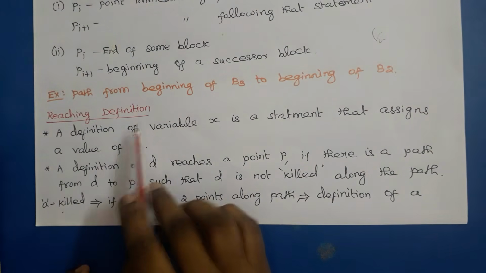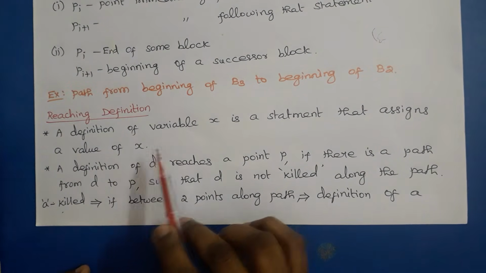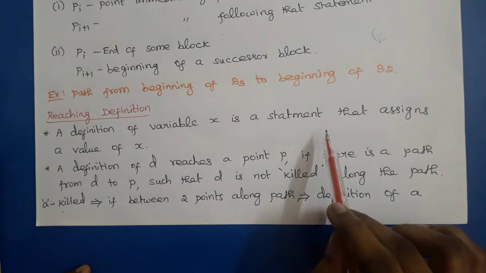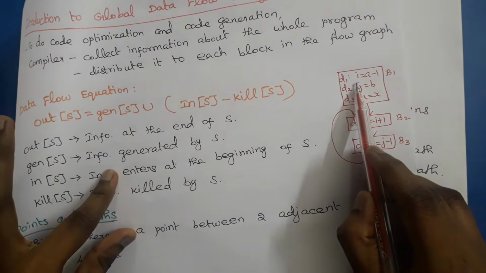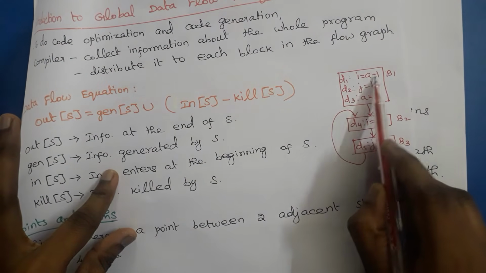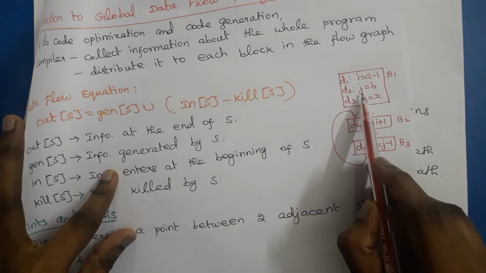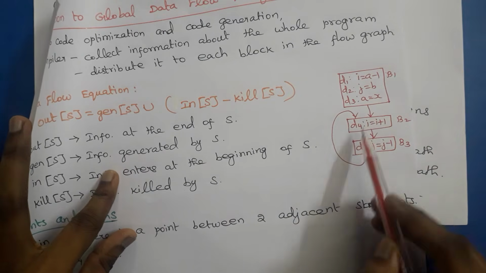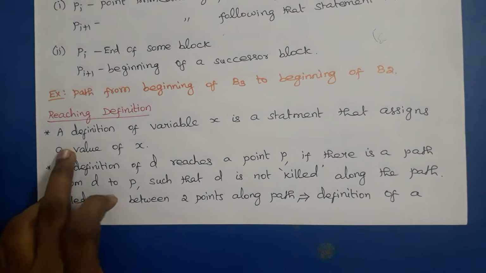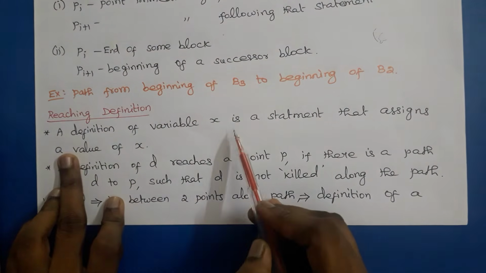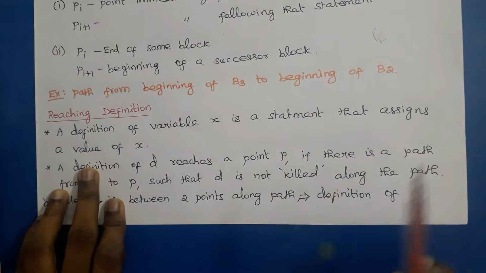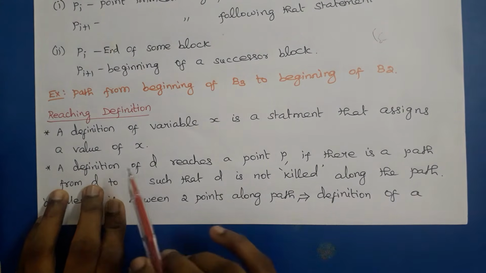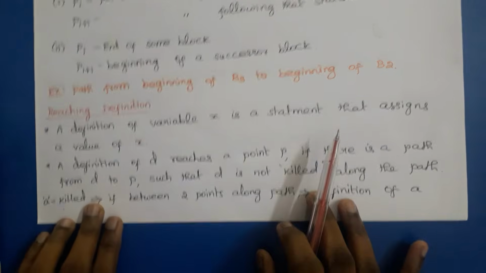Then the next one is reaching definition. A definition of a variable x is a statement that assigns a value to x. So here D1 is a definition of i, because it assigns a value to i. Similarly, D2 is a definition of j, D3 is a definition of i, etc. So a definition of a variable x is normally an assignment statement that assigns a value to this variable x.